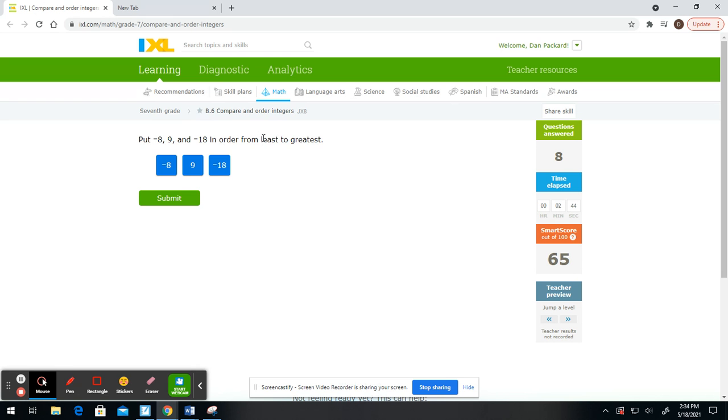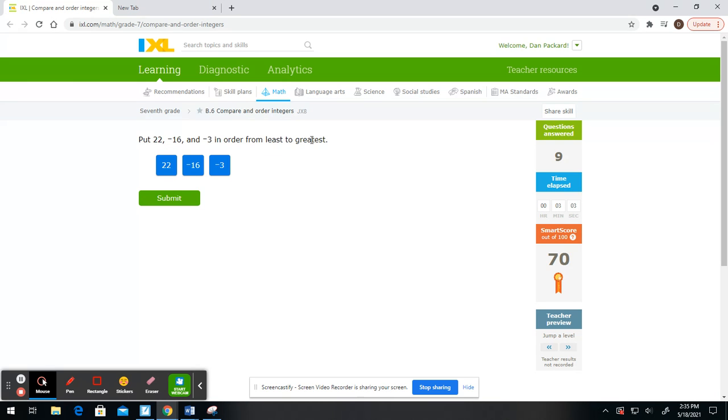Okay, so now we want to put these in order from least to greatest, and you can pick these up and you can drag them around, right? So if the least is going to be our biggest negative, okay, to our biggest positive is our biggest number, and the -8 will be in the middle. So biggest negative to biggest positive.